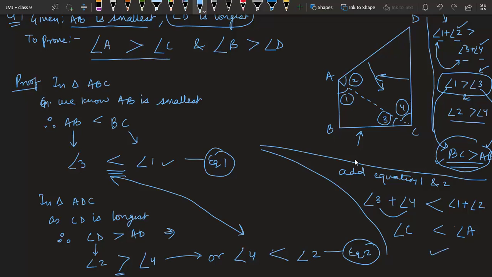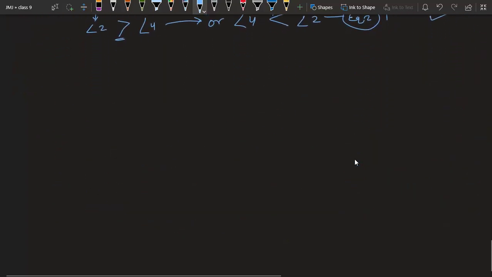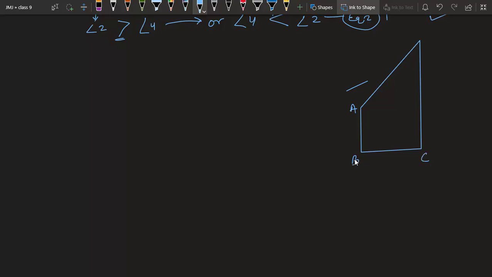Next part is very simple, but in this case the construction needs to be changed. Let's see part number 2, that is B more than D. For that we have to again draw the diagram. So the diagram is like this. So we have this A, B, C and D.